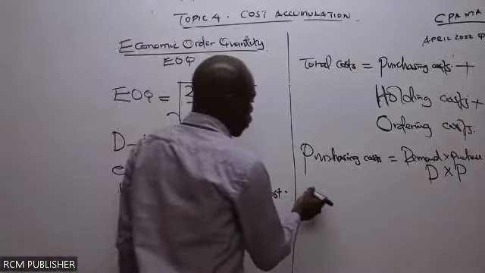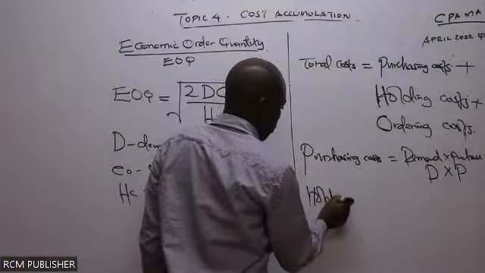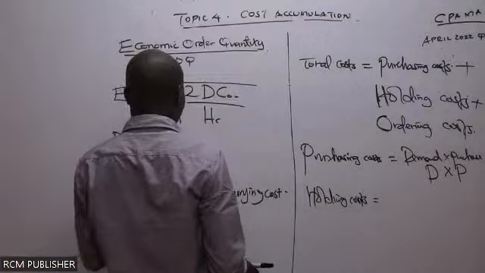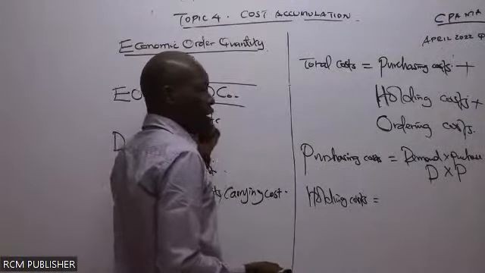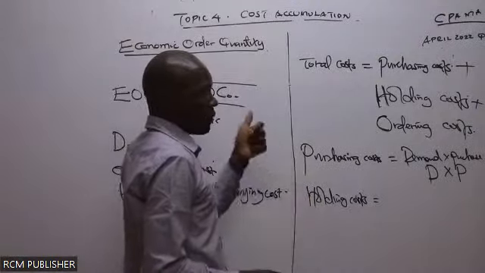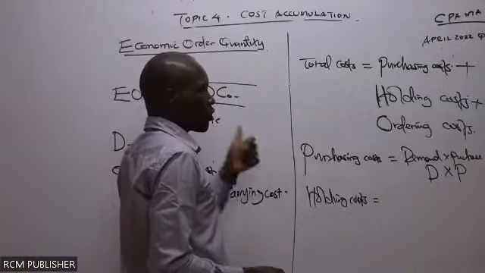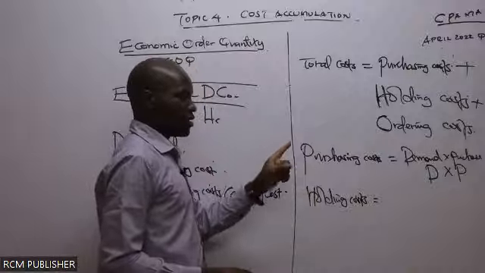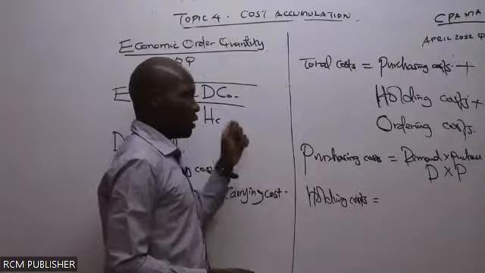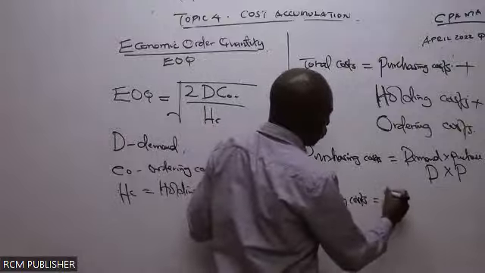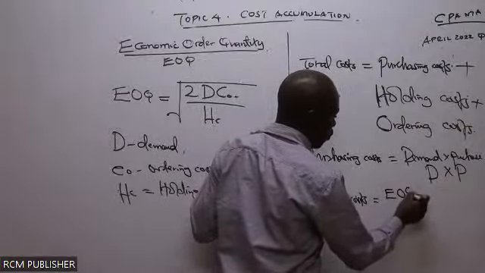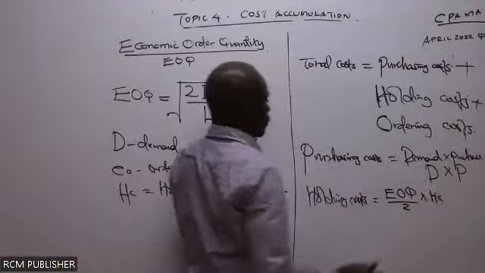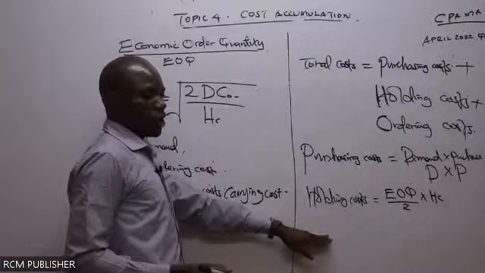If you want to get the holding cost, we are going to get holding cost per unit. We multiply by the units that you have in your premises. For us to get the units that you have in your premises, we are going to have economic order quantity. We divide by 2, then we multiply by holding cost. That is the total holding costs.